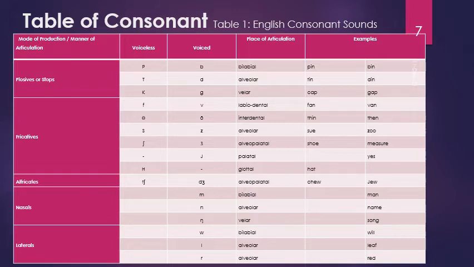Finally, we have the laterals. English has three laterals. The bilabial lateral, w, as in will. Alveolar lateral, l, as in leaf. And the alveolar r, as in red.